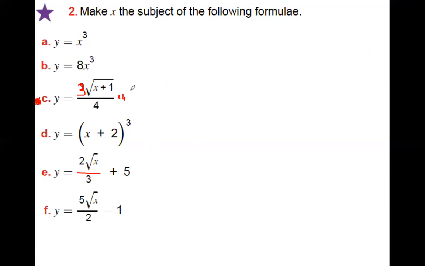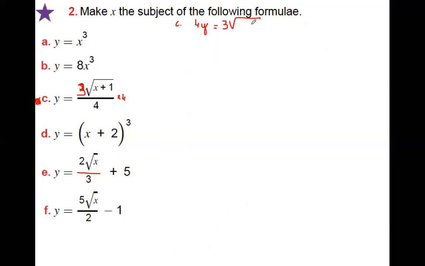So if I time by 4, this fraction, these two will go, and I get 4y, yeah? So C, let's do C here. So I get my 4y, because I've timed by 4, equal 3 times root x plus 1. Okay. So I just got rid of the 4 basically.